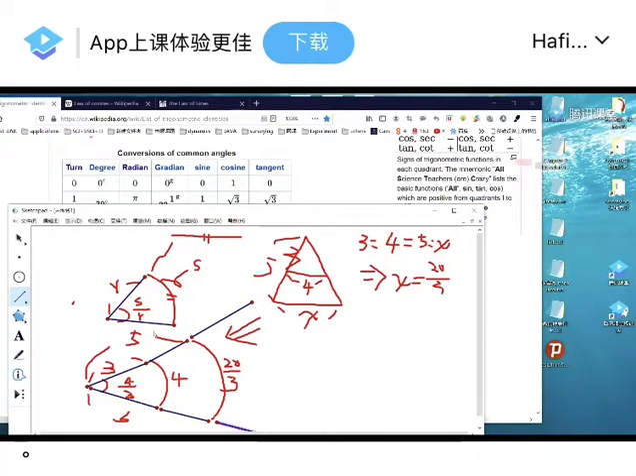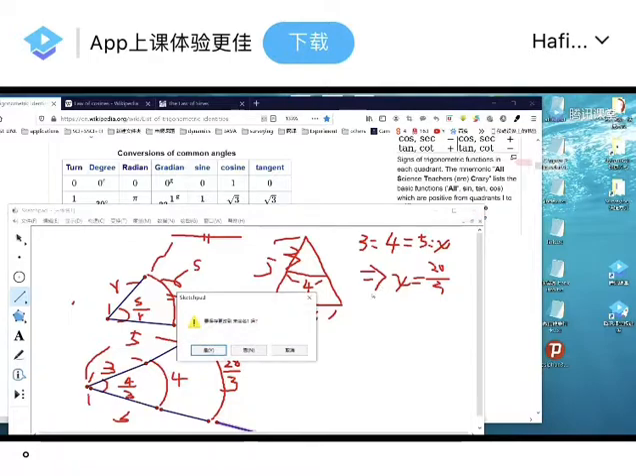This is a very, very good one. You can hardly find a teacher who explains this one to you in this way. So it's a good one. Next time you know the meaning of a radius very well.